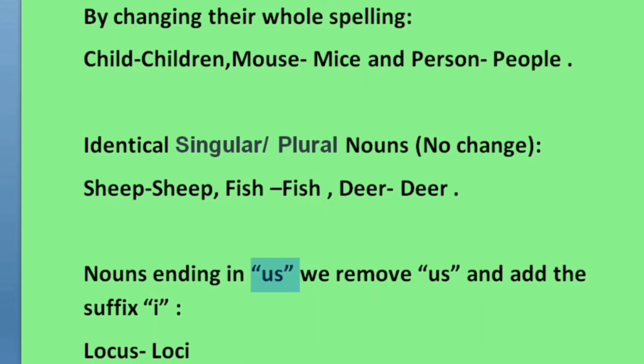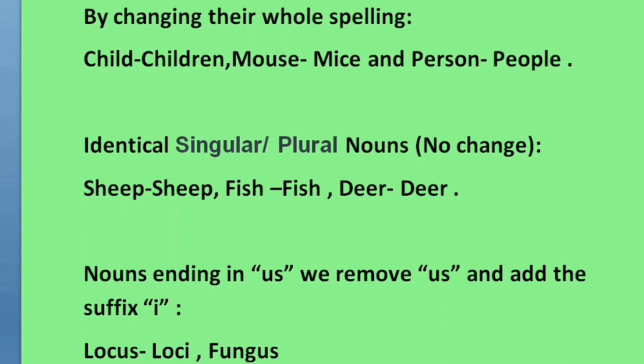And the last way to form plural is that nouns ending in us, we remove us and add the suffix I. Okay, so we take the example on your screen, locus. So we take off us, okay, and add I, so plural becomes loci.